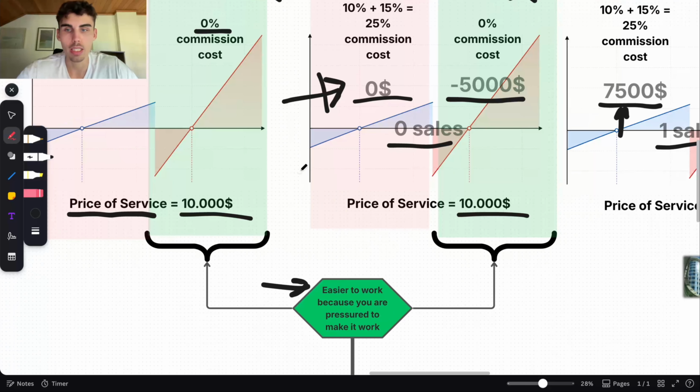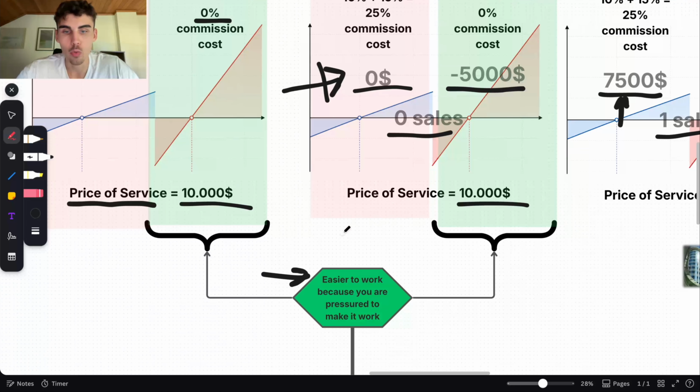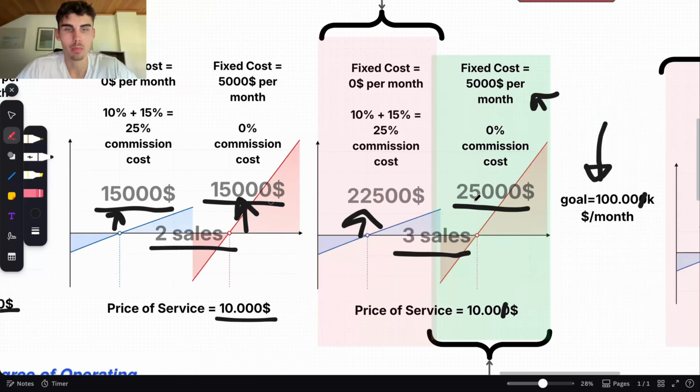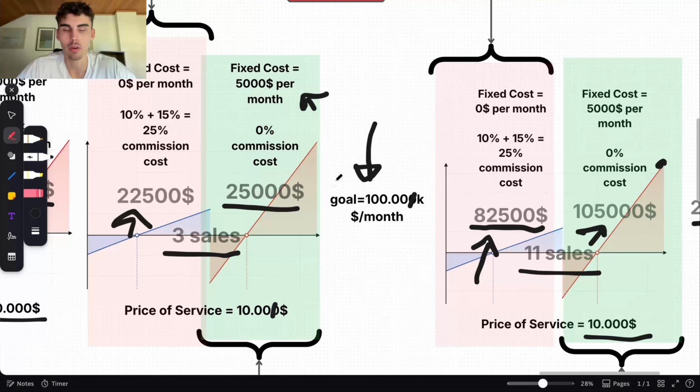So with this type of business, even at the beginning, you're losing money, which is supposed to be high risk. It is going to be easier to work because you're pressured to make it work. But now, how does this translate? After we make some sales, we start making a lot of money. Now, how does this translate? Let's again look at the first example where we're making less money with this one.